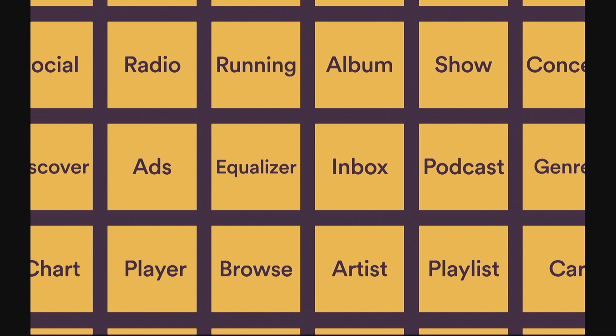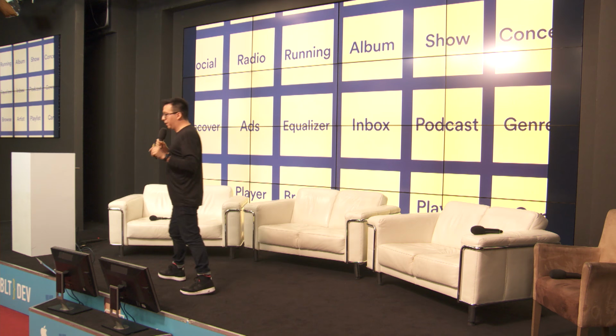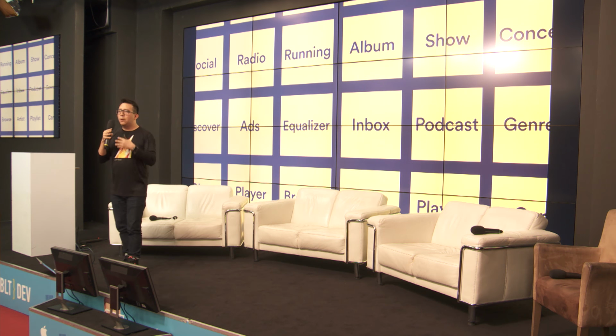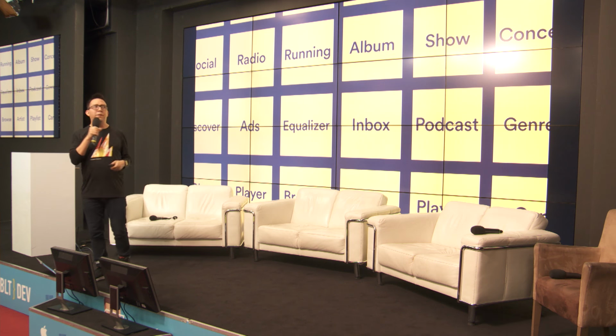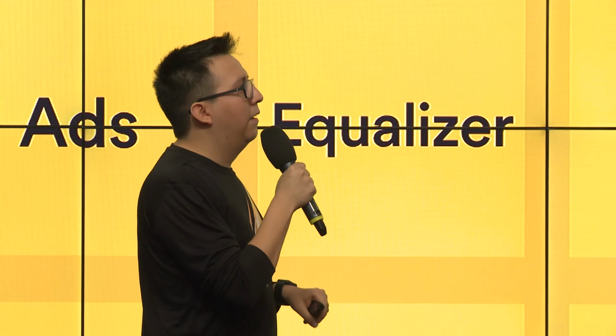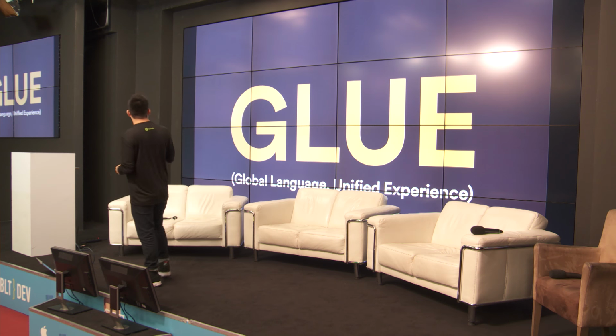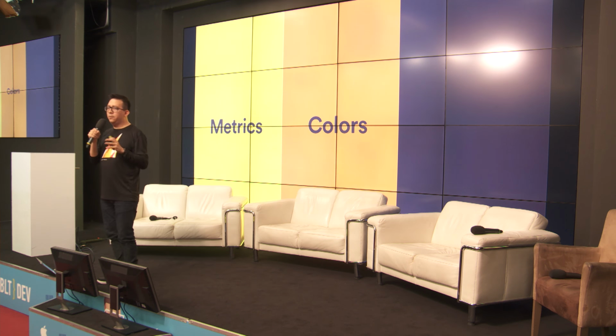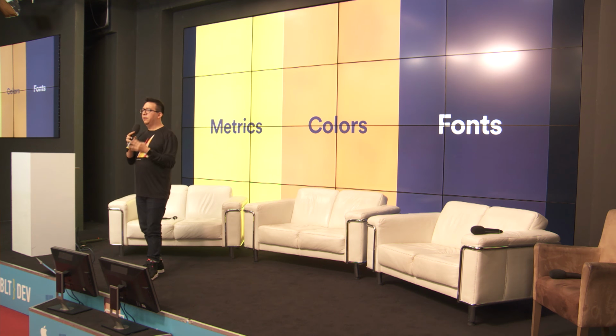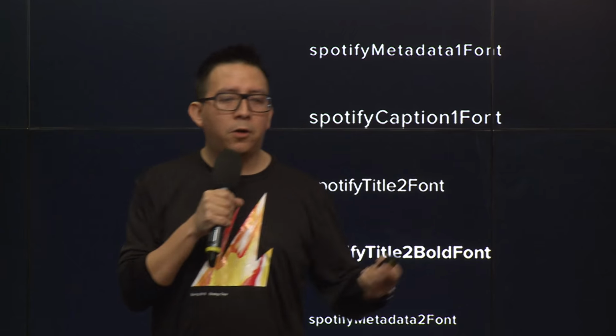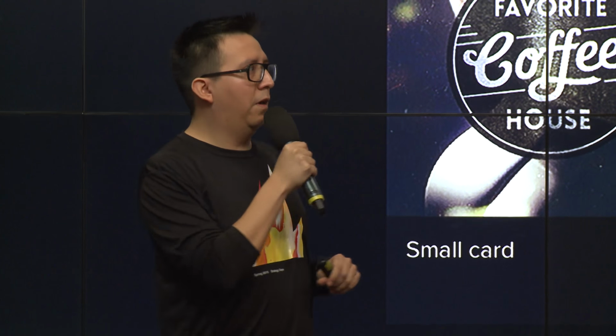And going back to this slide, you see these silos, and what we are probably missing is some kind of glue that binds them together. So that's what we developed. This glue that we call global language for a unified experience. And this is a really, really cool story. So glue is a set of metrics, colors, and fonts that are combined together to create components like buttons or titles, headers, whatever, or even things that are more complex, like this card here that represents a playlist.